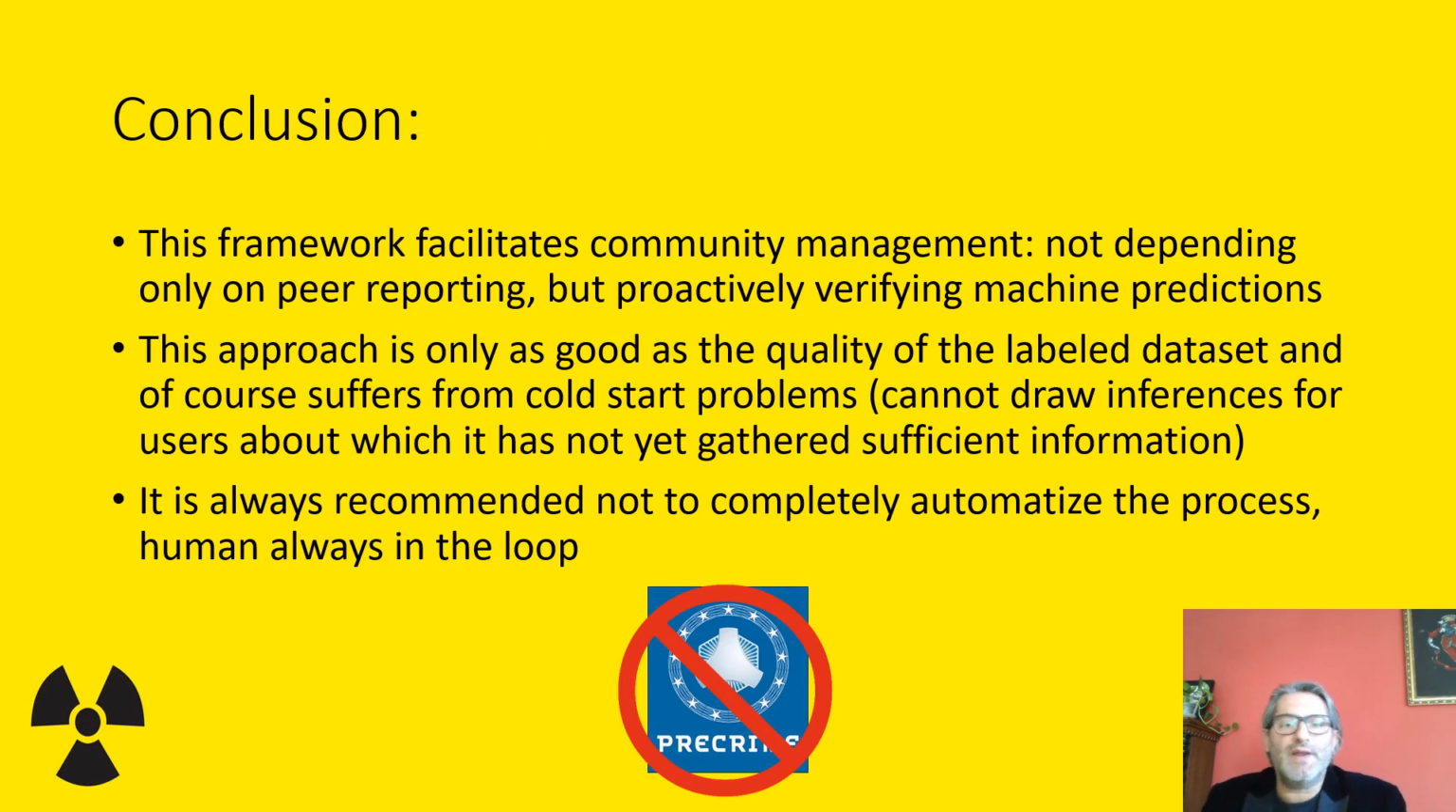In conclusion, this framework shows that it's possible to facilitate community management, making them not rely solely on peer reporting. At the same time, it requires a good labeled dataset, because the quality of the labeled dataset defines the type of accuracy that we can get. And lastly, we always recommend not to automate this process and always have humans in the loop, because we're definitely trying to avoid a pre-crime scenario.